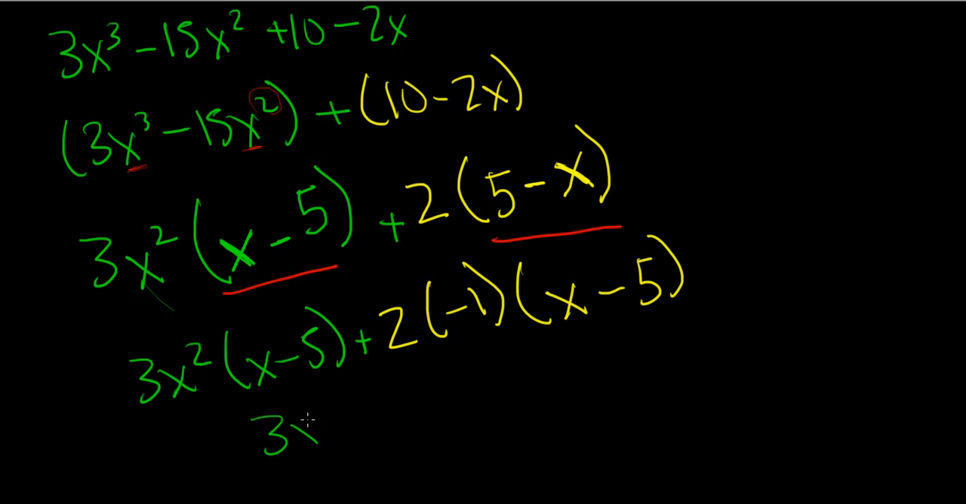We get 3x squared times x minus 5 minus 2 times x minus 5. Now we can see that we have an x minus 5 and x minus 5 as a common factor. So we can pull that out. So put parentheses x minus 5. And if we pull out an x minus 5 in the first set of 3x squared times x minus 5, we would only be left with a 3x squared. And if we pulled out an x minus 5 in the second set, we would only be left with a negative 2.